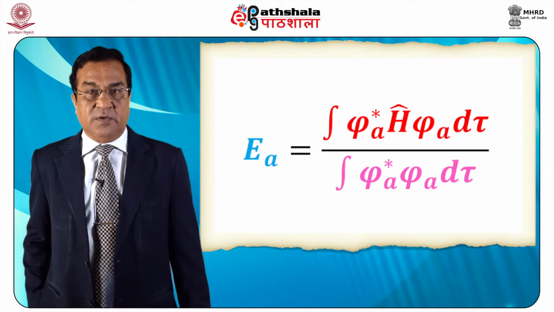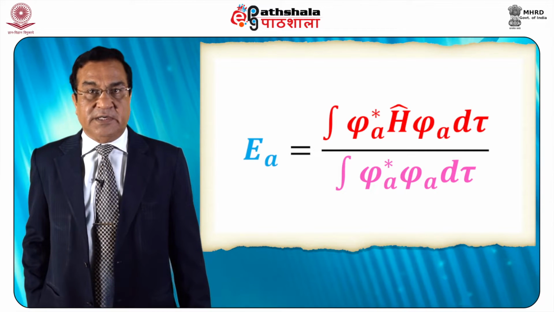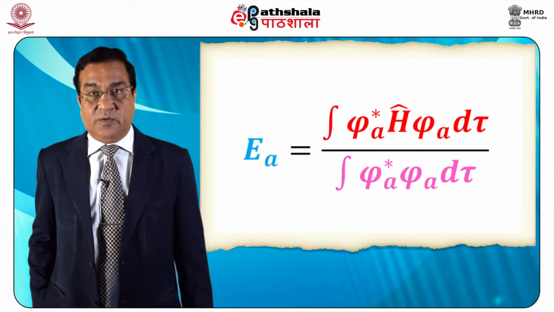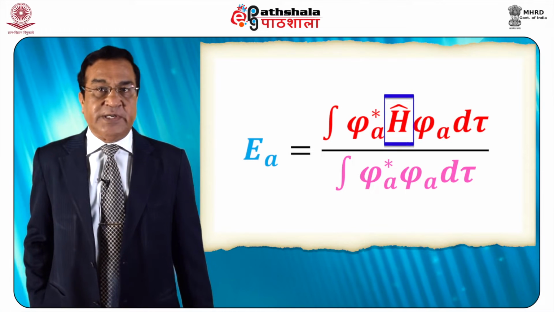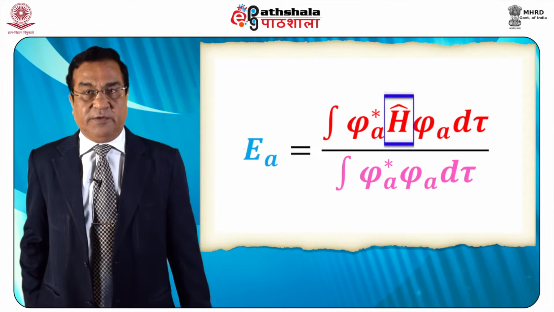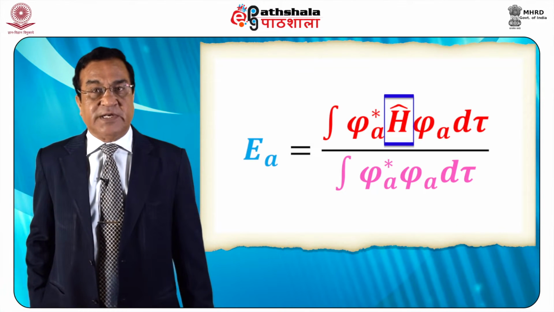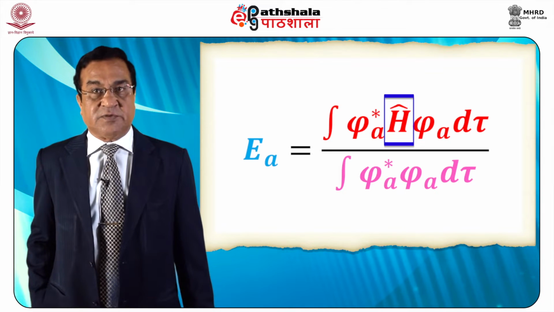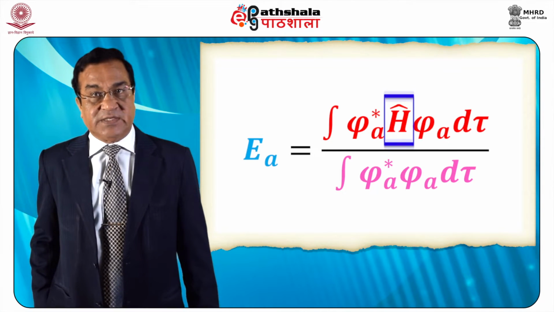The approximate energy in this method is given by the following relation: EA is equal to the integral of phi A star h cap phi A d tau divided by the integral of phi A star phi A d tau. In this, please note that h is the Hamiltonian and we don't need to define the Hamiltonian exactly. This is something very unique in this method. We don't need to define it. We assume that it basically incorporates the effect of the interaction of pi electrons with the rest of the molecule. And in the rest of the molecule, we have both sigma electrons as well as the nuclei.